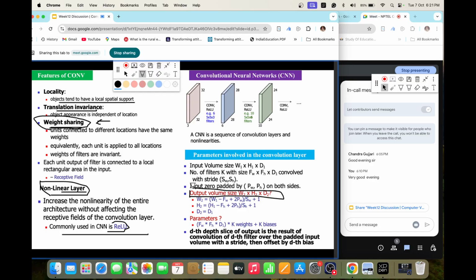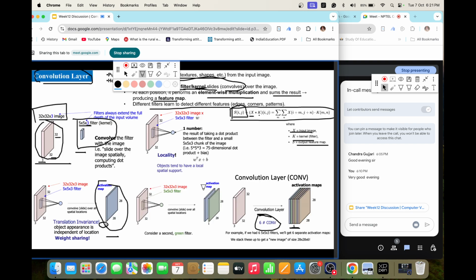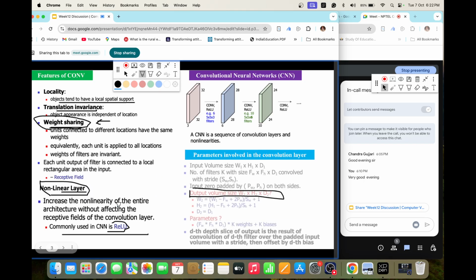activation map. Okay, so the output volume of your activation map, I have told you this thing, that we have this input dimension, we have this filter dimension. From this we have to get the dimension of this activation map. So how to get the dimension of this activation map?